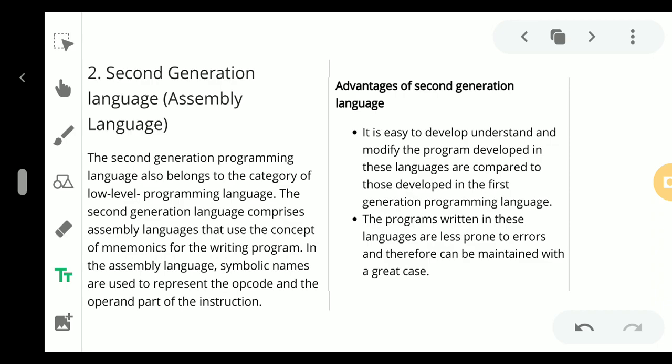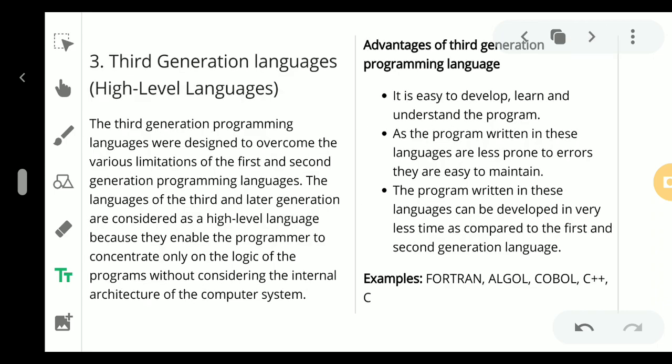Okay, now we are moving to the third generation language, that is also known as the high level language. Third generation programming languages were designed to overcome the various limitations of the first and second generation programming languages. The languages of the third and later generations are considered high level programming languages because they enable programmers to concentrate only on the logic of the program without considering the internal architecture, that is, the dependency of the processor or anything. They will not consider this. They will only consider the logical part of the programming.